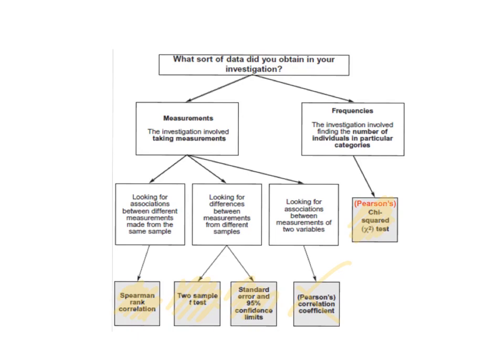If it's measurements, which are taking actual measurements, then what we look for is, if we're looking for associations between different measurements, use a Spearman rank. If we're looking for differences between measurements from different samples, we use either a paired t-test or an unpaired t-test, or a standard deviation test. And if we're looking for association between measurements, we use Pearson's correlation coefficient, but don't worry about that yet.